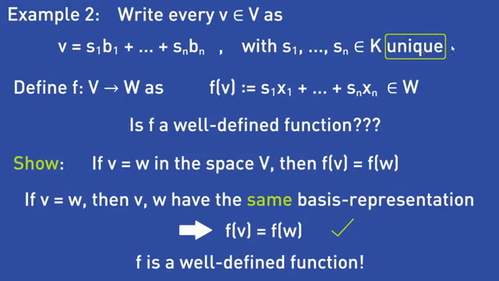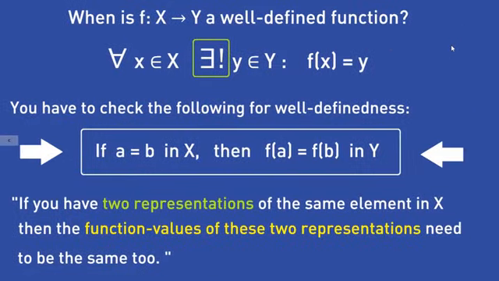I hope you know now what you have to do to check if a relation is a well-defined function. As I have already told you, this here will be the most important thing most of the time, showing that if there are two representations of the same element in X, then the function values are the same too.